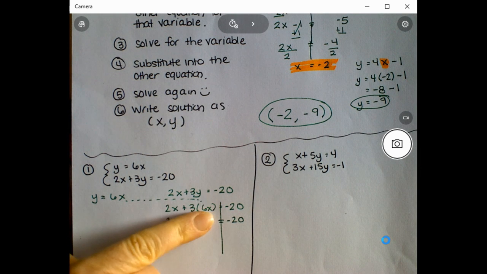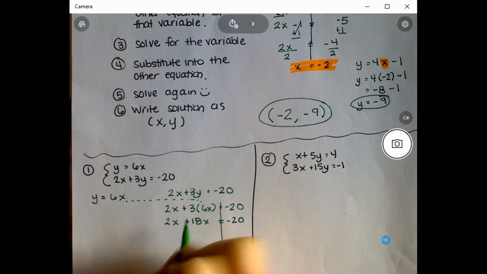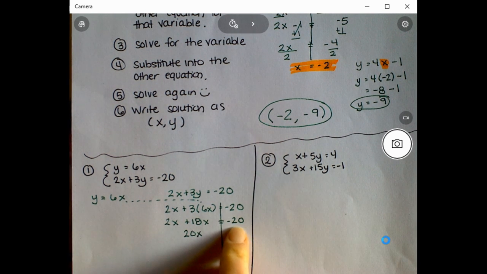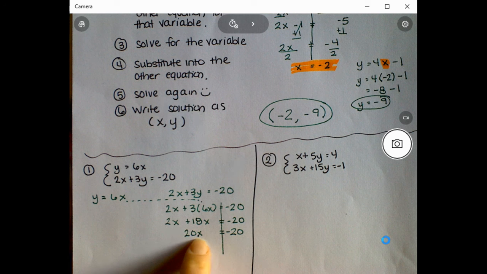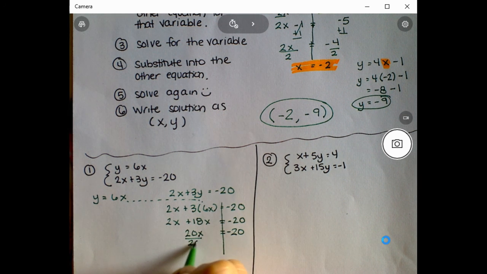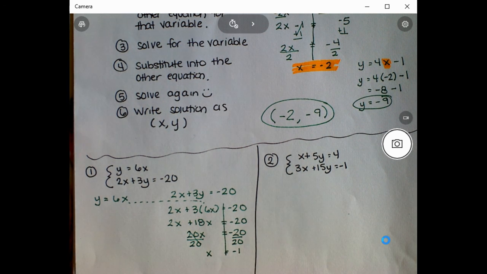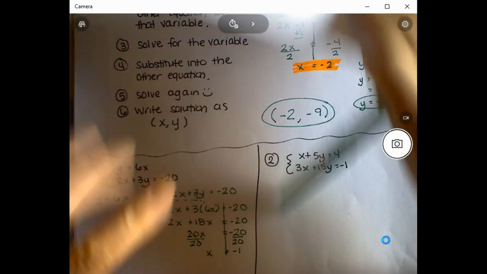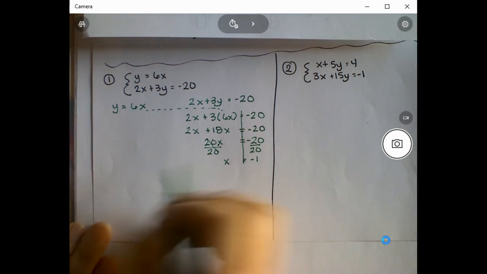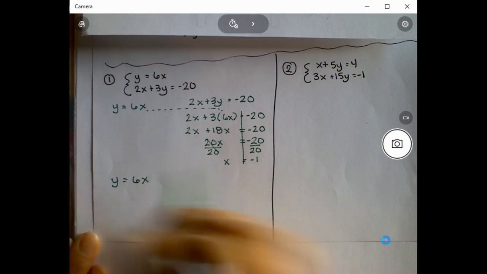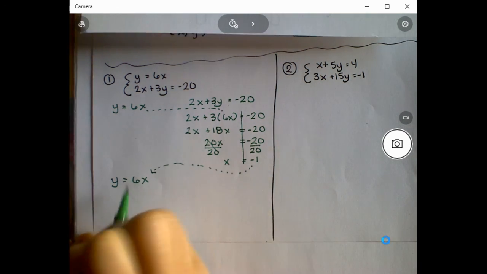Can I distribute? No. Can I combine like terms? Yes. 2x plus 18x is 20x. Can I combine like terms? No, nothing to combine with. All right. Now we have 20 times x, so we need to divide both sides by 20 to get the x alone. x equals negative 1. All right, so now we know our x coordinate. We're going to find our y. So we're going to go back to our other equation, which was y equals 6x. And everywhere that we see an x, we are going to put negative 1.